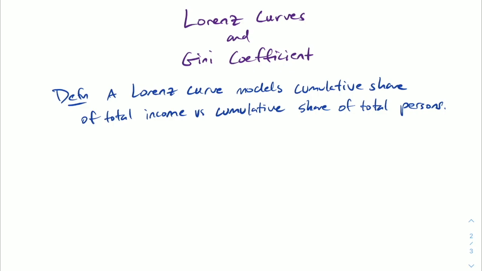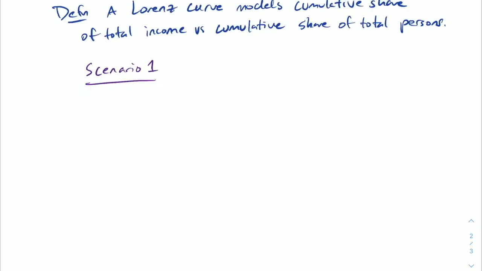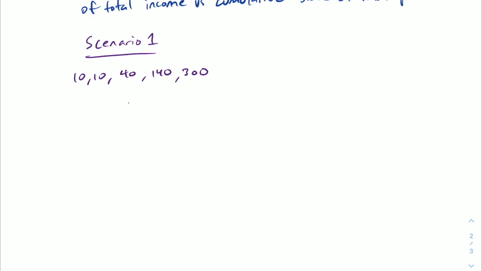All right, so let's look at a few scenarios and look at the Lorenz curve for each of these scenarios. In scenario 1 we have 5 people and these are their incomes. What we want to do is find a curve that models cumulative share of total income versus cumulative share of total persons. So we're going to make a table out of these 5 people. In the first column, the cumulative share of total persons, I'll just label this persons. And the second column is the cumulative share of total income, I'll just label this one income.